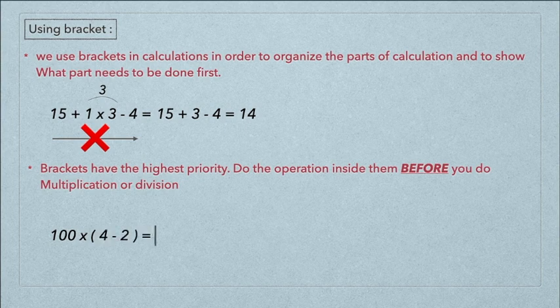If you have something like 100 times, open bracket, 4 minus 2, close bracket, equals what? According to what I told you, you need to go through the bracket first. So 4 minus 2 gives us 2. Now, since we got rid of the bracket, what we have here is a simple multiplication, 100 times 2. You could do it from left to right and follow the mathematical order. So 100 times 2 gives you 200.